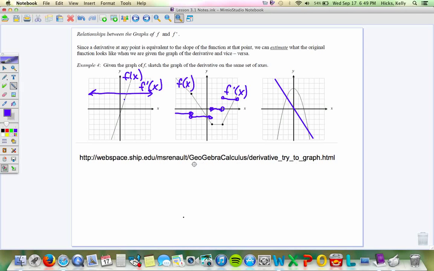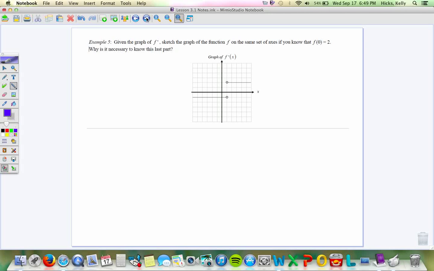All right, we're going to look at this in class, hopefully. If you have time right now, go ahead and click over to it. It's got numerous examples of the slopes and graphs of f and f prime, the graphs of the function and its derivative. All right, let's look at example 5.